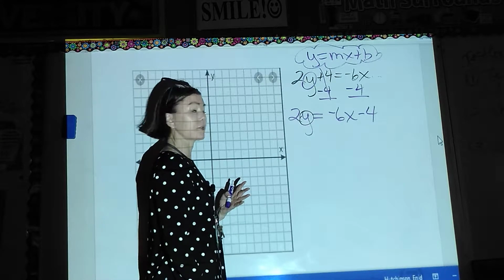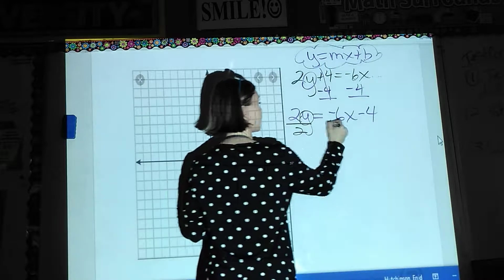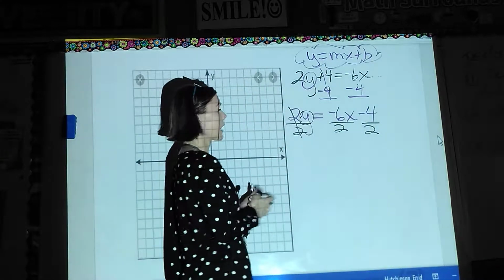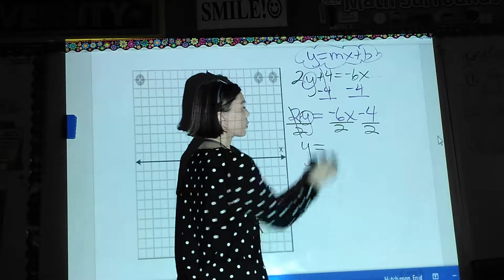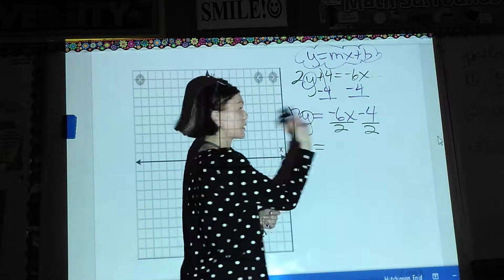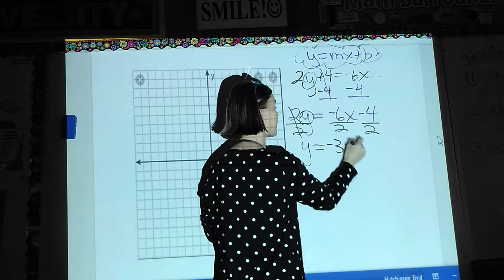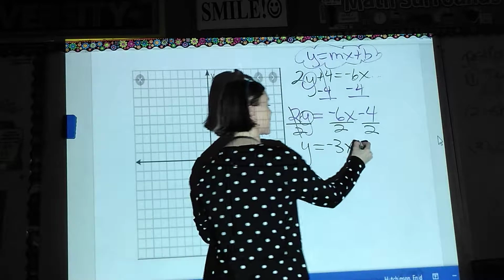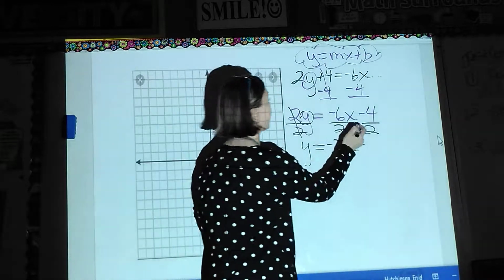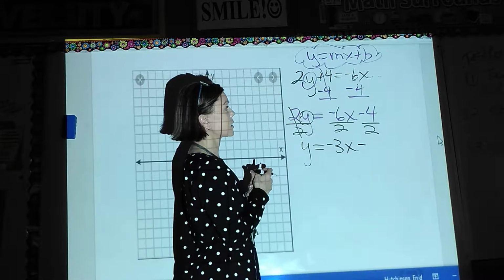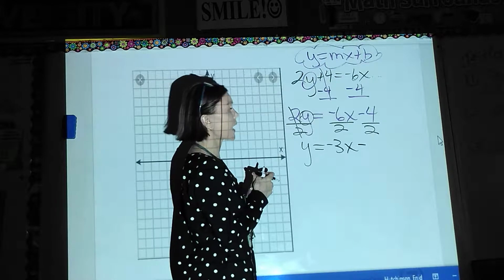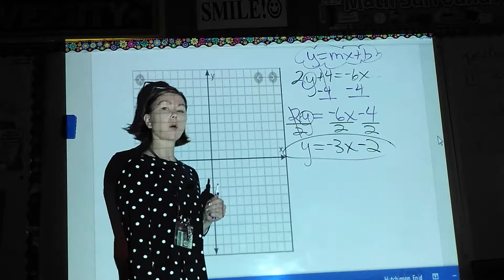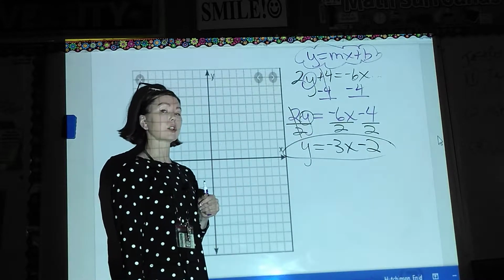So now we need to divide by 2, divide by 2, divide by 2 for all 3 terms, okay? Bring down your y, and here we have a negative divided by a positive gives us a negative. Negative 3x, that's our slope, okay? And a negative divided by a positive gives us a negative 2. So this is our equation that we are now going to graph, okay?